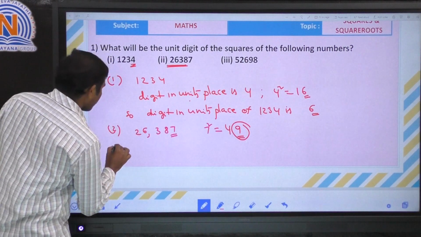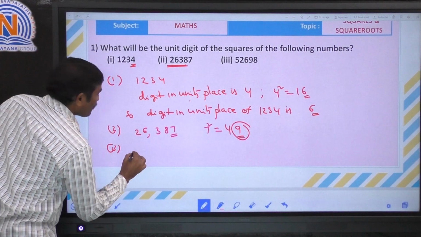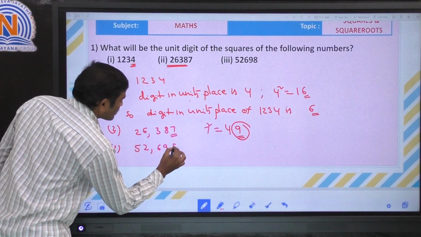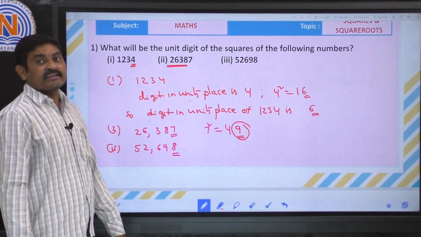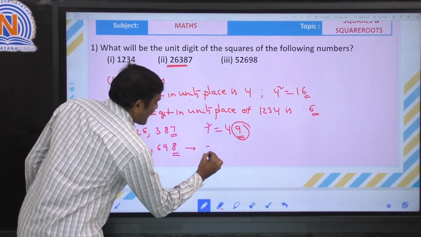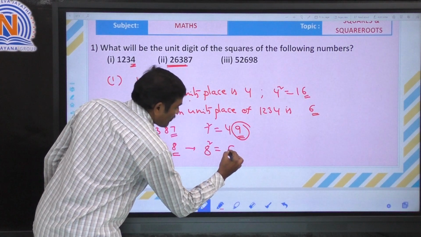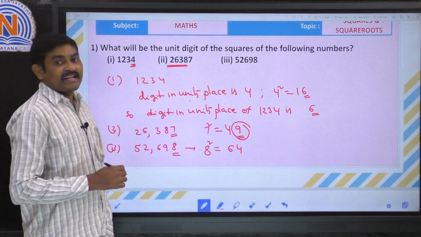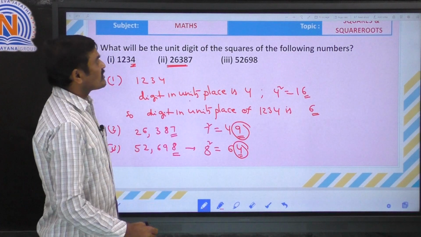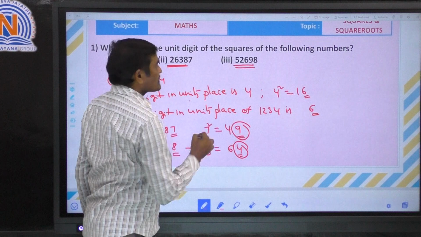Coming to the third one. In the third one, 52,698. So what is the digit in units place here? The digit in units place is 8. So we will find 8 square. 8 square is equal to 64. So finally here the digit in units place is 4.